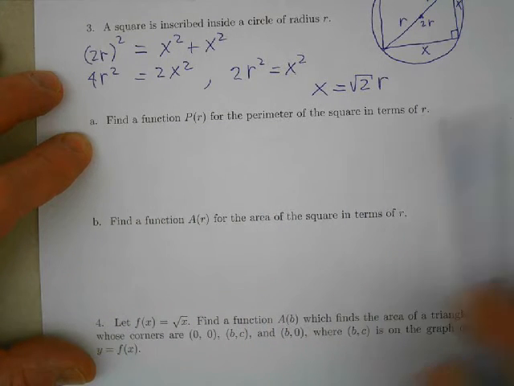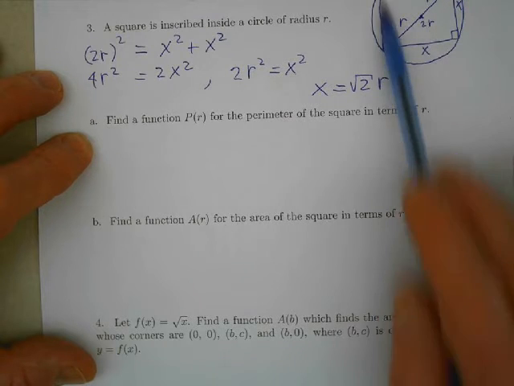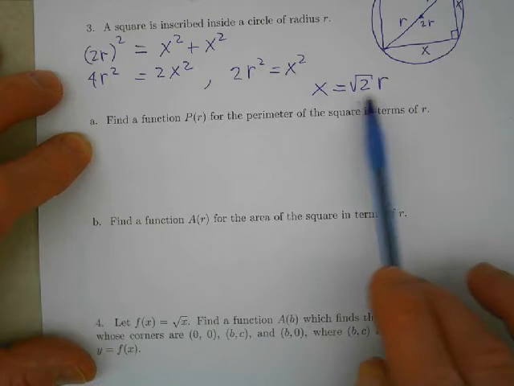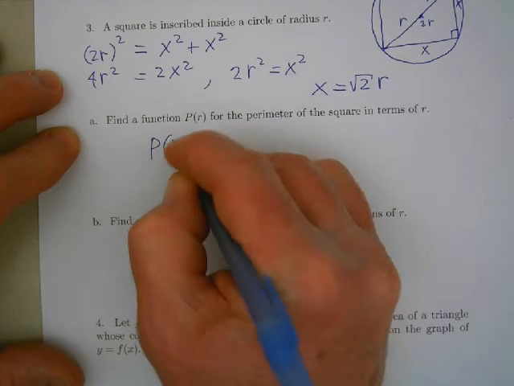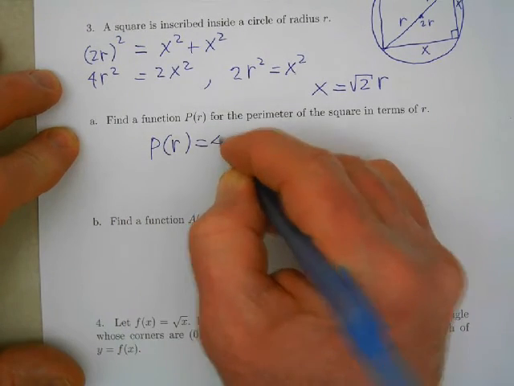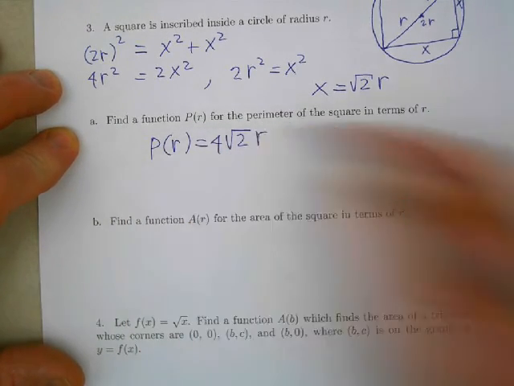Well, the length of each side of that square is x, but in terms of r, it's the square root of 2 times r. So the perimeter, in terms of r, is 4 times the square root of 2 times r.